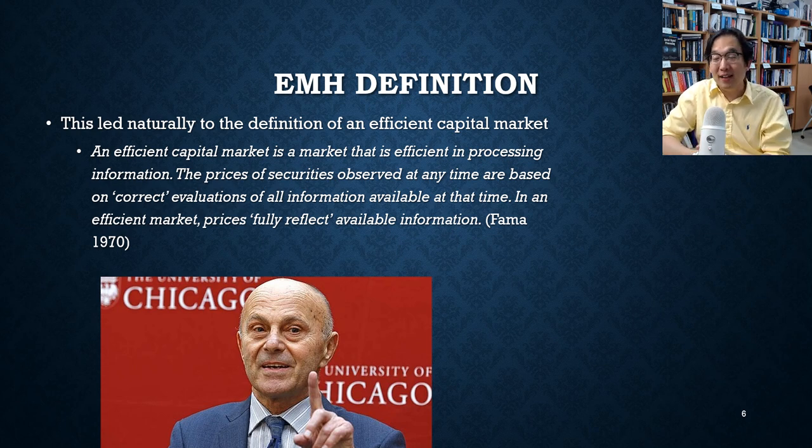I'm Andy Kim, and in this chapter we are studying the definition of the efficient market hypothesis and supporting evidence for EMH. Okay, so the definition goes like this. Eugene Fama, in his 1970 paper, said: an efficient capital market is a market that is efficient in processing information. It's all about the information, okay? And the prices of securities observed at any time are based on correct evaluations of all information available at that time. In an efficient market, prices fully reflect available information.